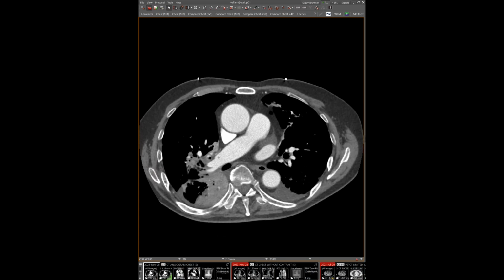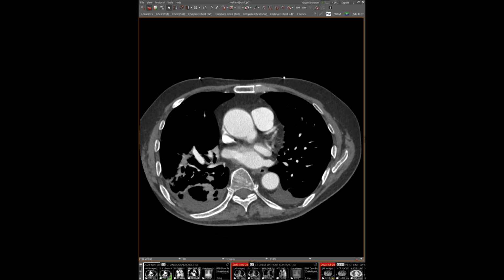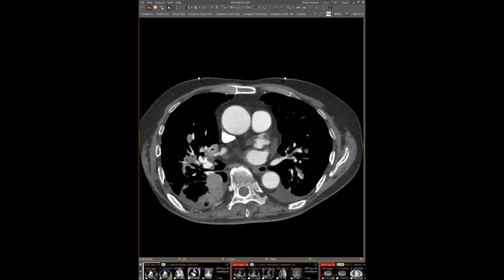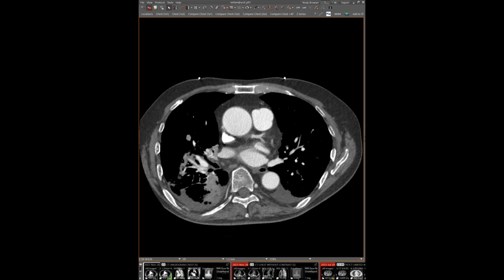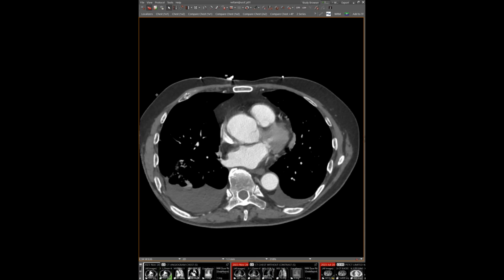But yeah, got some nice twisting vessels in here, which is another good sign, although harder to see on the non-con. All right, those are my cases. You can see it's another twist on the theme of torsion.